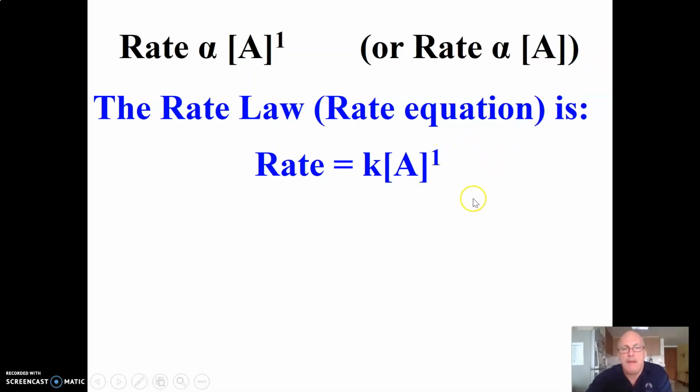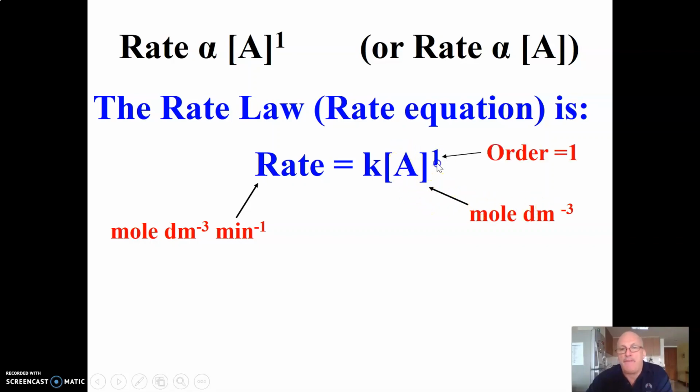Now, the rate of reaction is measured as moles per dm cubed per time, per minute in this case. We know that this is moles per dm cubed, and this is called the order of reaction. It's the exponent in the rate law, and it's 1 because it's directly proportional. Now, I want you to pause the video and work out the units for this rate constant. Okay, pause the video now and work out what the units are for k. And it's maths, not chemistry.